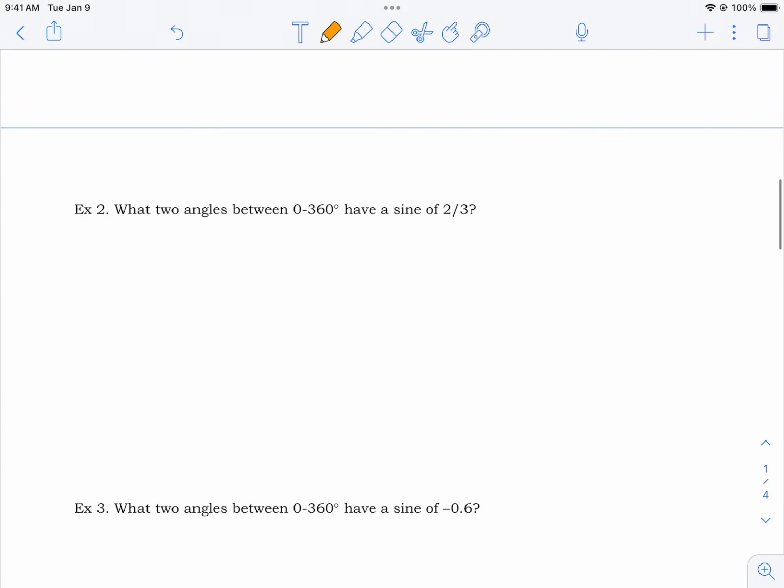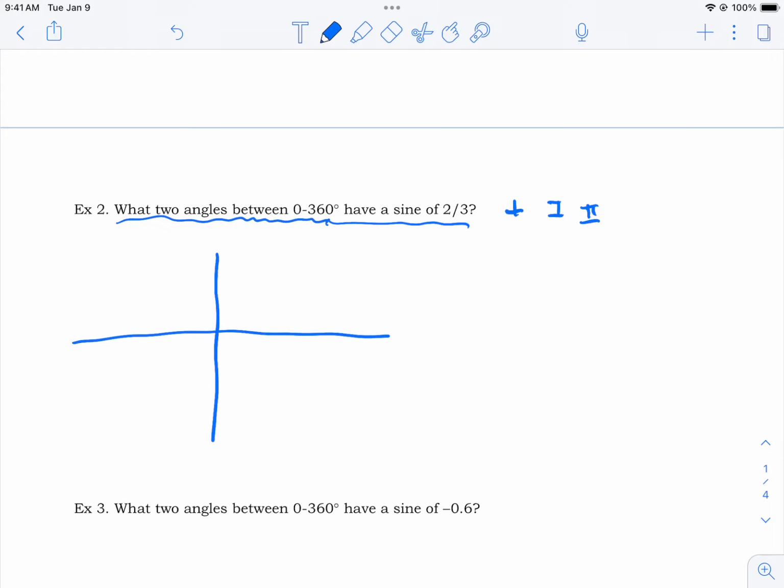What two angles, and this is the situation that we're going to face a lot, what two angles between 0 and 360 have a sine of 2/3? Well, sine is positive in the first quadrant, all students, and also in the second quadrant, right? So I'm going to have to draw two angles, one in the first quadrant, one in the second quadrant.